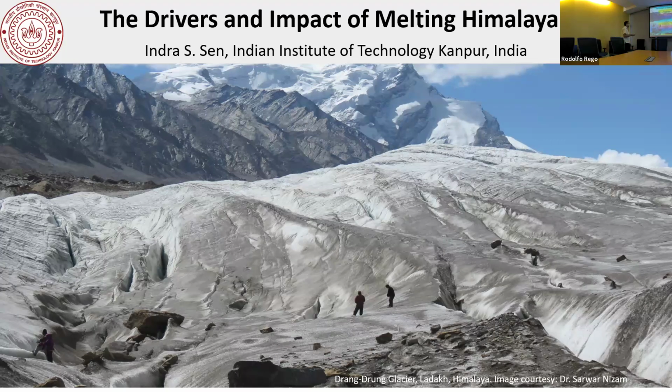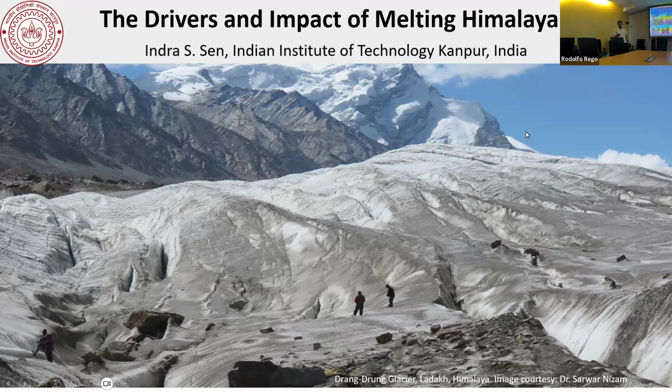On the backdrop, what you can see is a glacier called Drang Drung Glacier. It's in the Ladakh region, the northwestern part of the Himalayas. As all of you are aware, the Himalaya has a lot of significance for the Indian subcontinent. The primary one is that it has a lot of ice mass stored there, which actually melts, and there are many large rivers that flow down from it.